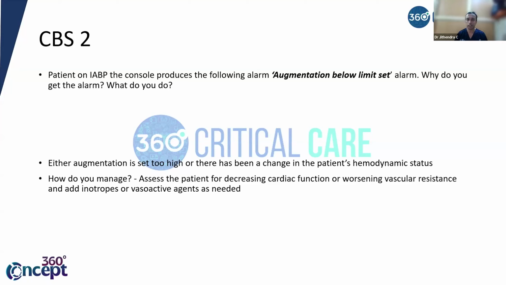So you should address both of them. First you check the machine. If there's no machine problem, then that means the patient's heart function is going down or is bad. So you should support it. Either you add an inotropic or a vasotropic agent to improve the performance of the heart.